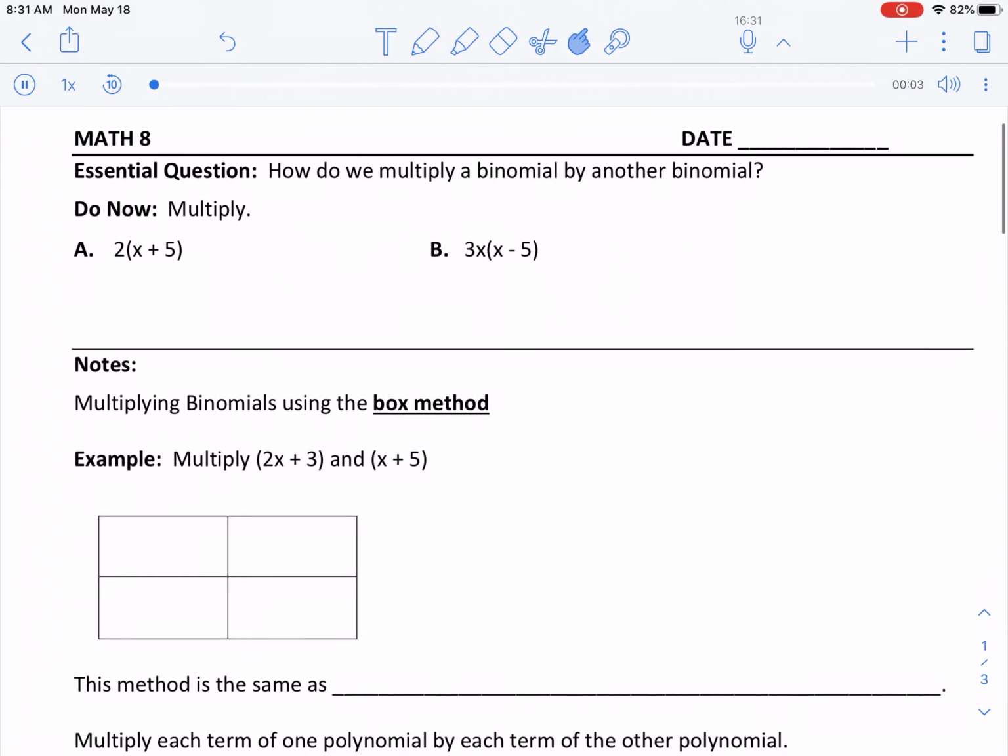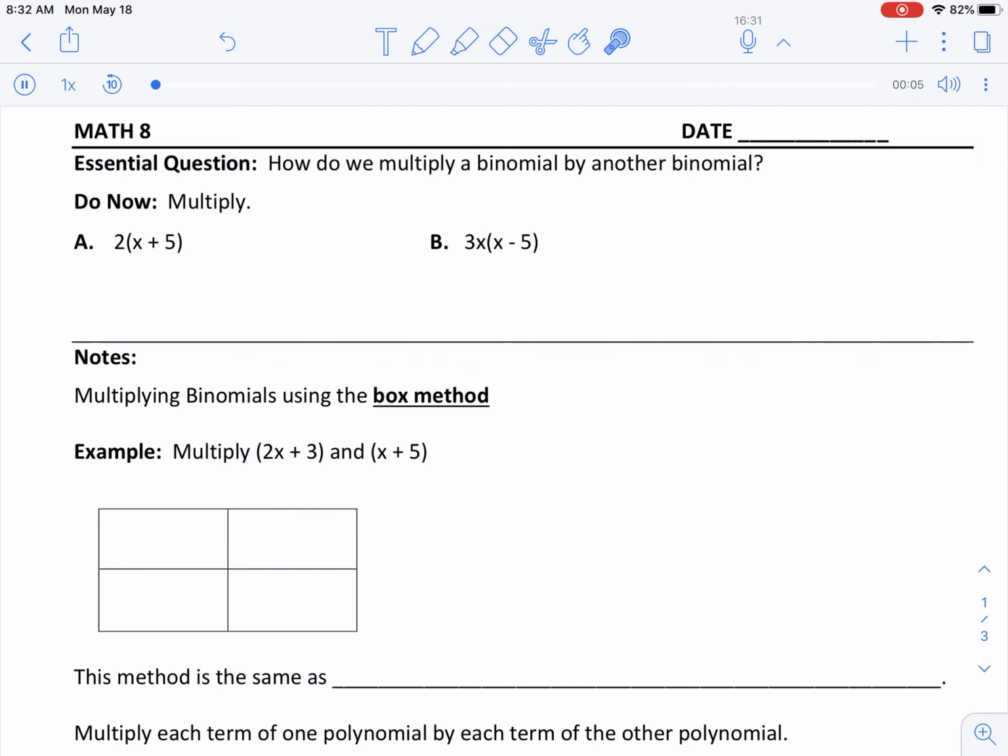Today we're going to work on multiplying binomials, but real quick, watch the do now as we distribute the 2 into the x plus 5. Quite an easy math move. 2 times x is 2x, and then 2 times 5 is 10.